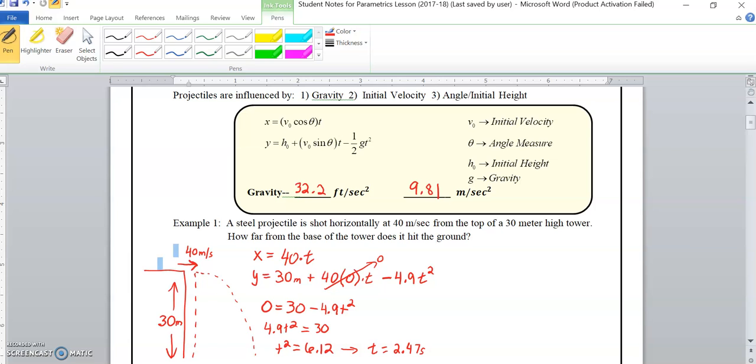And it follows then that the object is also traveling horizontally for 2.5 seconds at 40 meters per second. So we can say that x is 40 times 2.47. So the x position is 98.97 meters. And that answers the question: it is this far from the base of the tower.